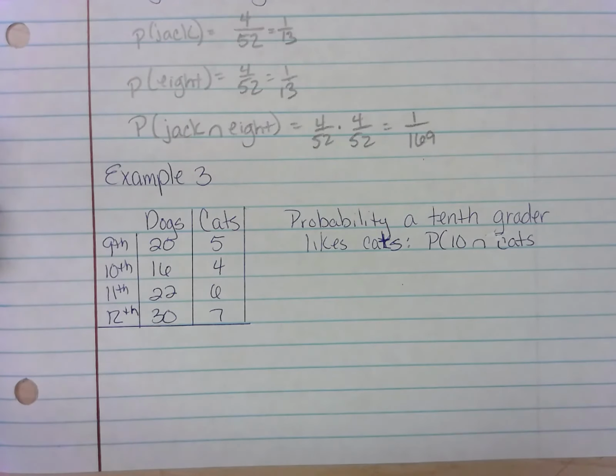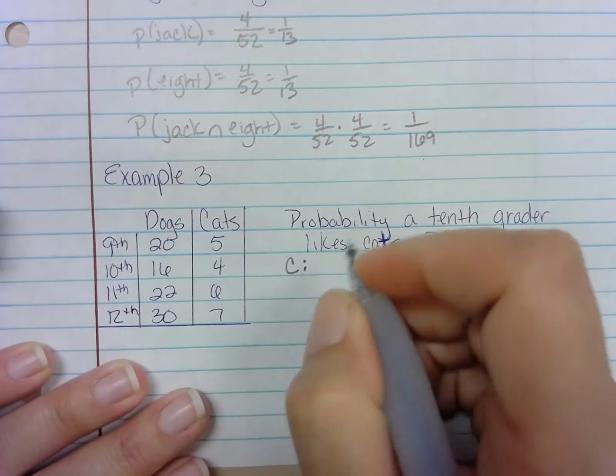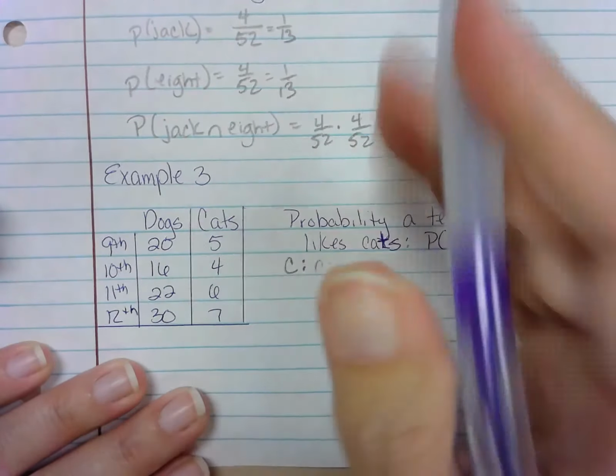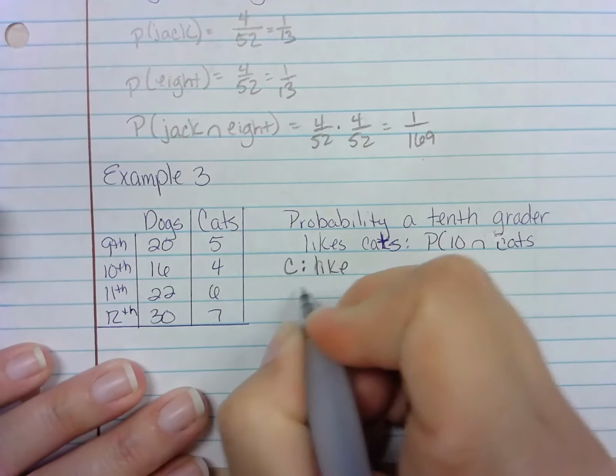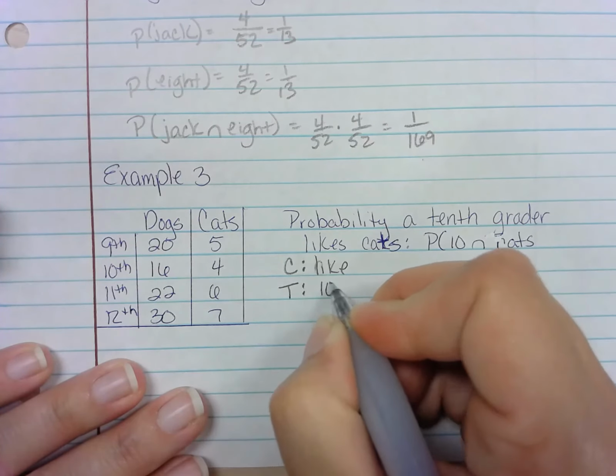So we've got a two-way frequency table. A group of 110 students were surveyed. Yeah, that's 110 students. 110 students were surveyed to determine which animal they preferred as a class. Let event C be the probability that they like cats, and let T be the probability that a student is in the 10th grade.